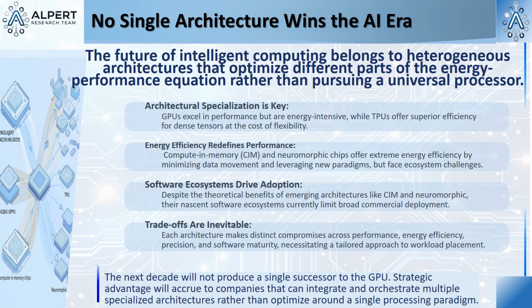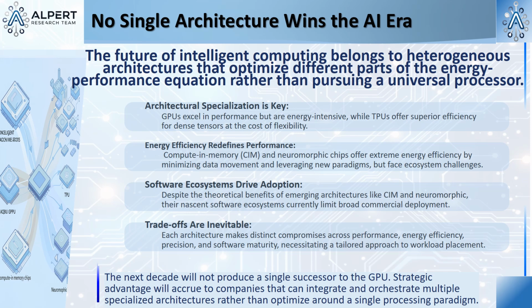Let's grade the contenders. Start with GPUs. GPUs score perfectly on performance and parallel throughput. They have an incredibly mature software ecosystem. But they score terribly on C memory. They rely on external high-bandwidth memory that draws hundreds of watts of power. They are fast, but they are power-hungry monsters.